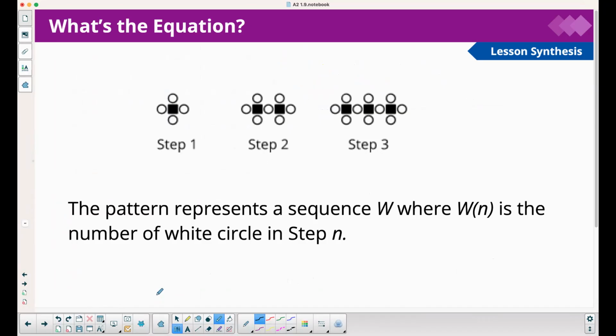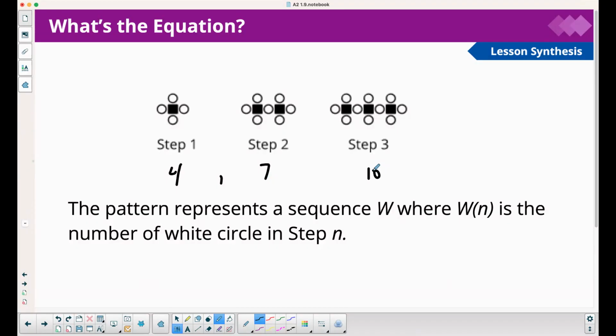All right, lesson synthesis. A pattern represents a sequence W, where W of n is the number of white circles in step n. Okay, so if I look here, I have 4. If I look here, I have 7. If I look here, what do I have here? 4, 8, 10. Okay, so it looks like I just keep adding 3.